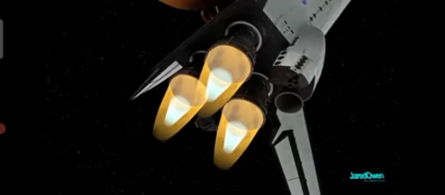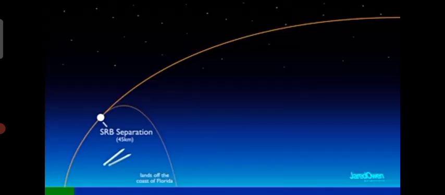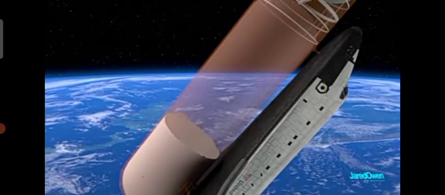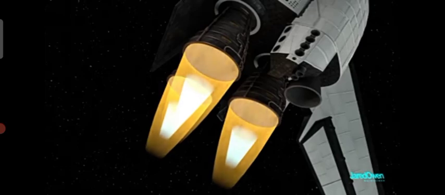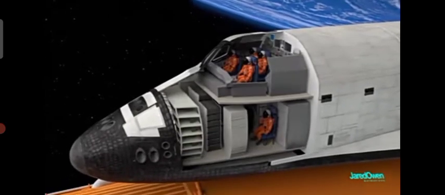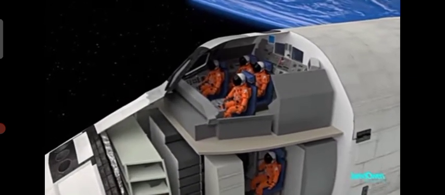Now the 3 main engines are on their own. As we get higher, more and more fuel will be used up from the external tank. This means that the shuttle will keep getting lighter. We have to keep throttling down the engines or we'll accelerate too quickly. The maximum amount of acceleration we want the astronauts to feel is 3 Gs, or 3 times the force of gravity pushing them into their seats.